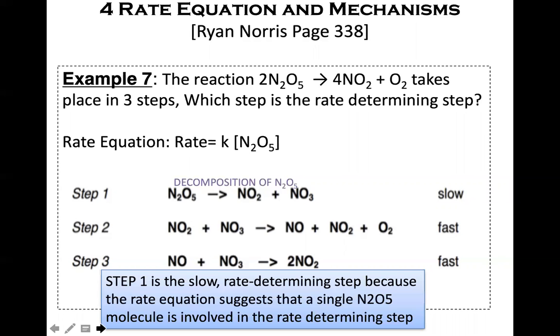This is an example of a unimolecular mechanism because in the rate determining step, there's only 1 molecule. Step 1 is the slow rate determining step because the rate equation suggests that a single N2O5 molecule is involved in the rate determining step.